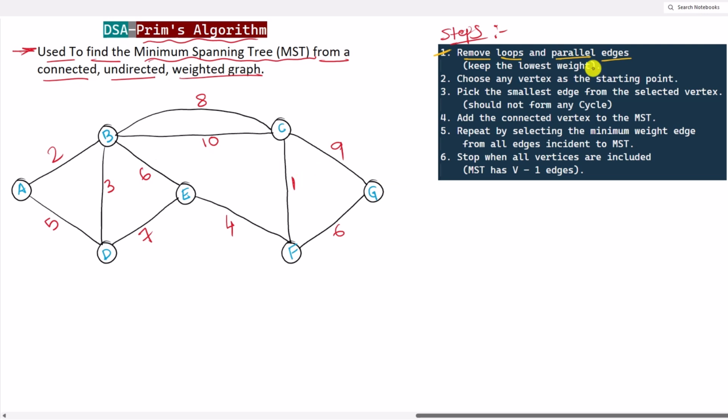Also we have to remove the parallel edges. Here you can see between node B and C we have two parallel edges. Among these two parallel edges we're going to keep the edge with the lowest weight. In this case we're going to keep the edge 8 because it has the lowest weight, so we're going to remove this edge with the weight 10. So we are done with the first step.